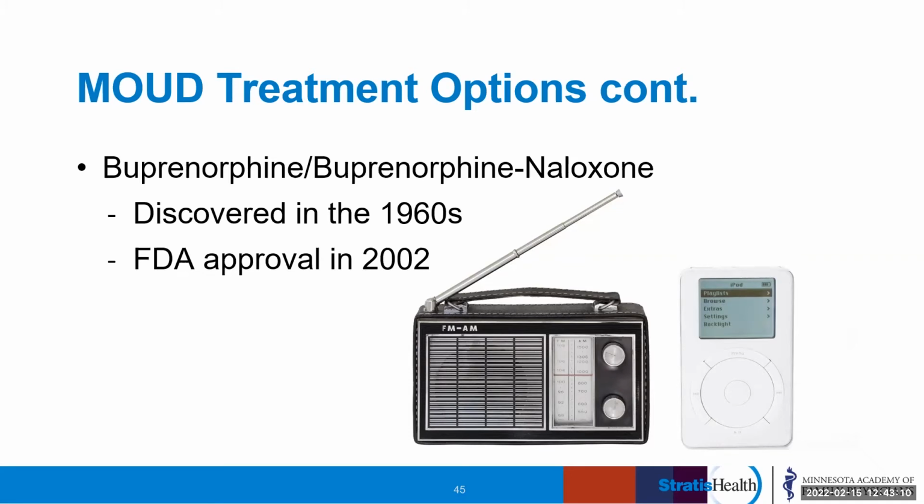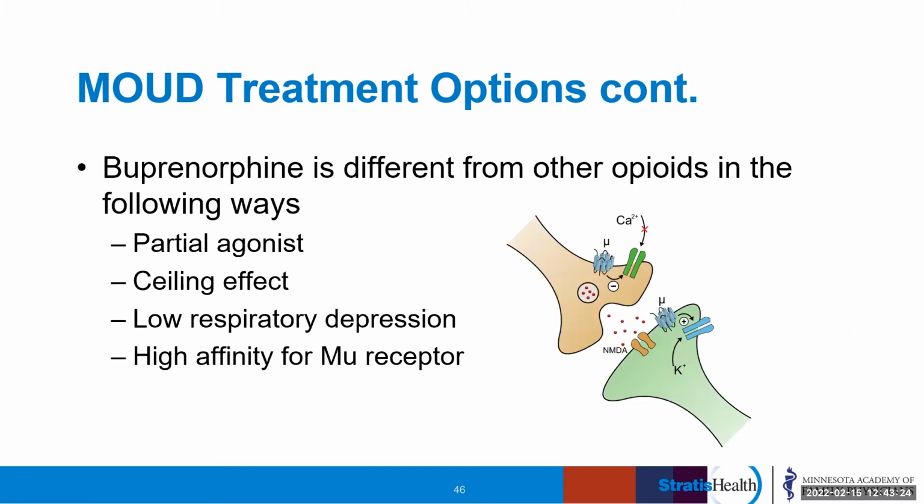But again, FDA approval in 2002, and that was the first year it was used in Minnesota as well. Actually, the first doctor to ever do it here, Dr. Greg Amer, some of you may know him, was the first prescriber of buprenorphine in Minnesota. And buprenorphine is different from other opioids in the following ways. In the older literature, you'll see buprenorphine listed as an agonist, but it's clearly a partial agonist. And so that really separates it from a lot of the other drugs.